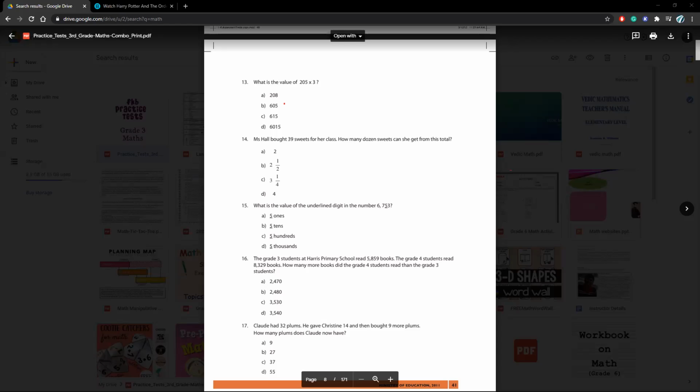Okay. So yeah. Next is Manasvi. So Manasvi, you can do number 14. Miss Hall brought 39 sweets for her class. How many dozen sweets can she get from this total?